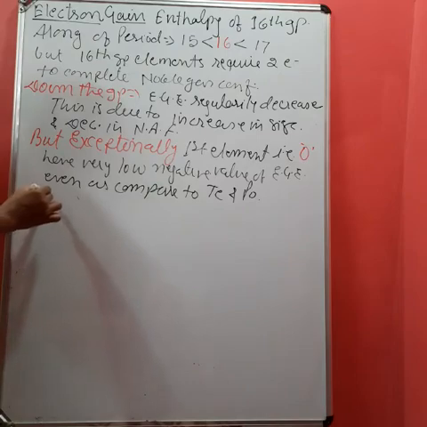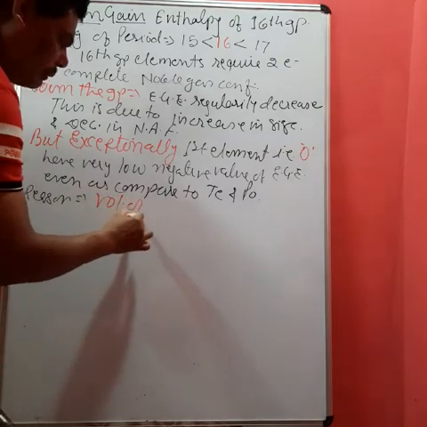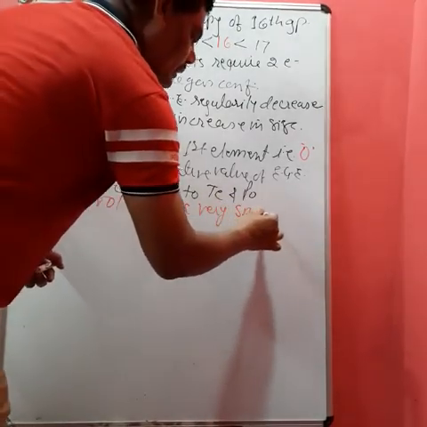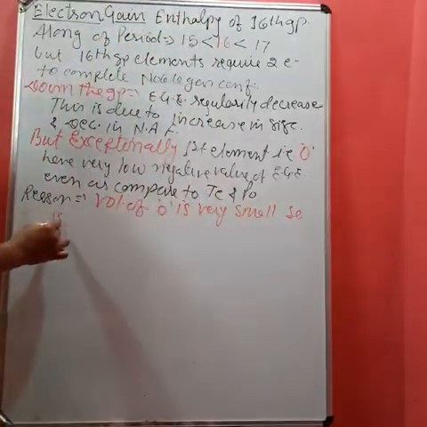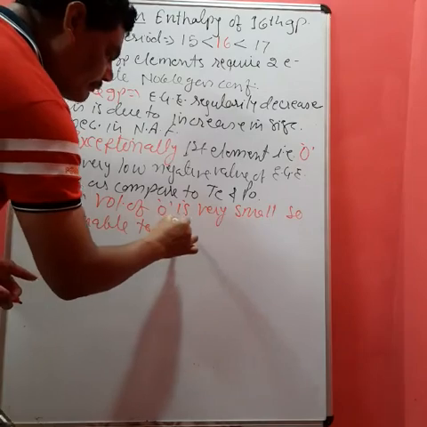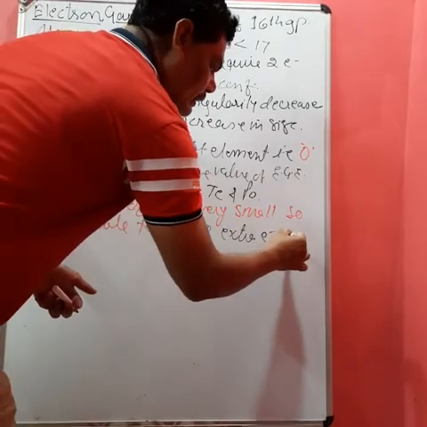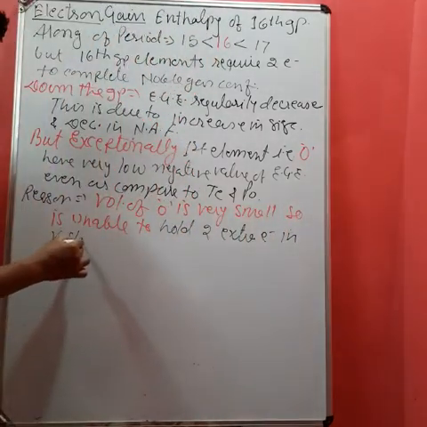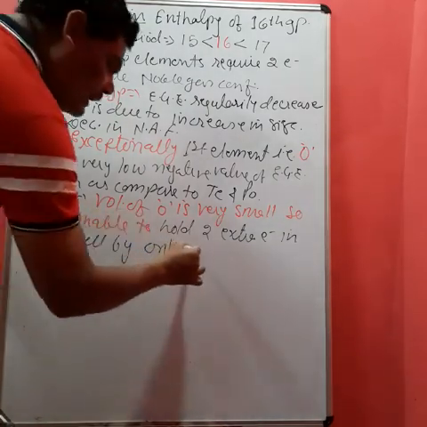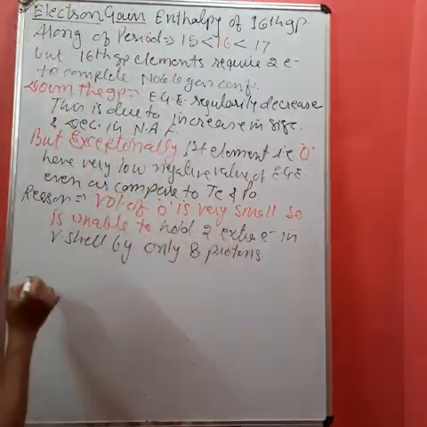Now what is the reason behind it? Reason is volume of oxygen is very small, so it is unable to hold two extra electrons in valence shell by only 8 protons.